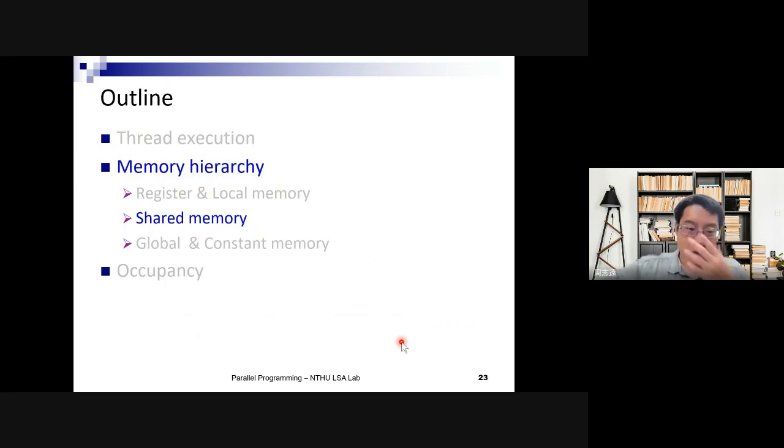We have a 10 minute break, and we will come back at 4:30 and introduce the rest of the memory architecture, including the shared memory and the global memory. Finally, we will introduce occupancy, which is another performance evaluation metric to determine whether you use those memory architectures properly.